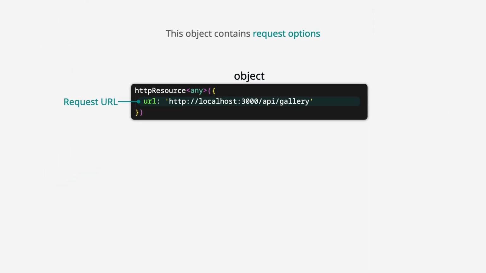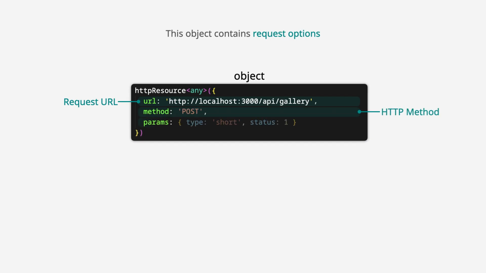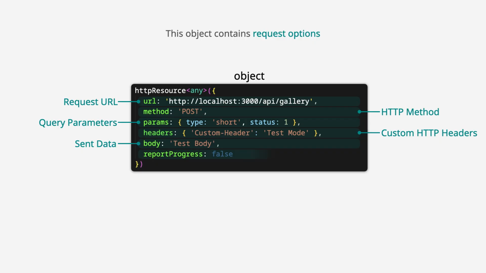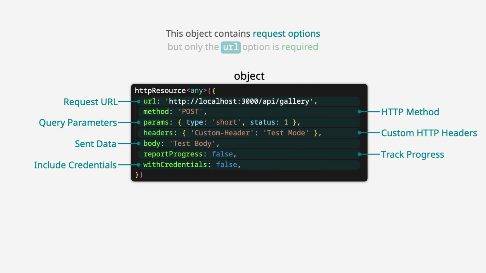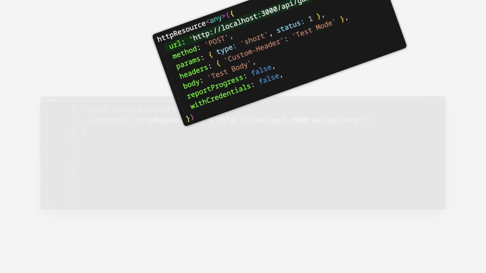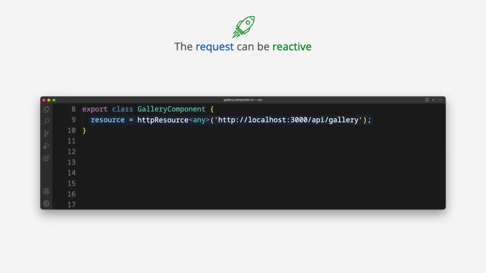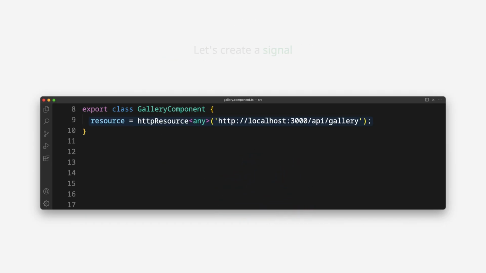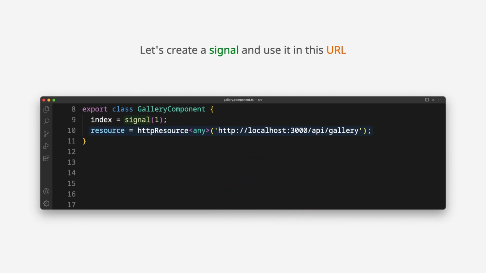This object contains request options. But only the URL option is required. The request can be reactive. This is one of the key features of HTTP resource. Let's create a signal and use it in this URL.